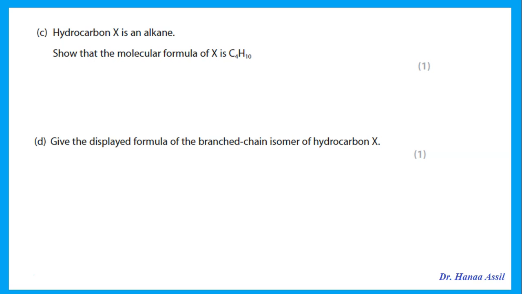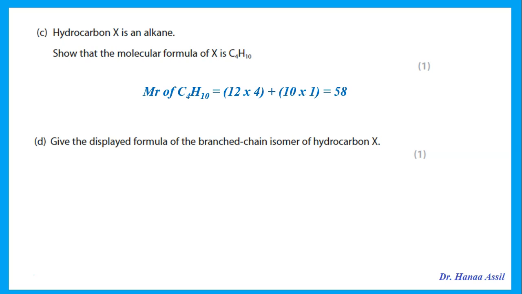Hydrocarbon X is an alkane. Show that the molecular formula is C4H10. We got the Mr to be what? The Mr we got there in the calculation was 58. Now, if we say it is C4H10, is that correct? Yes, because the Mr of C4H10 is 58.